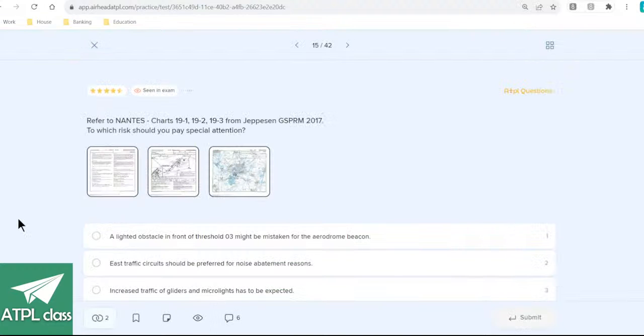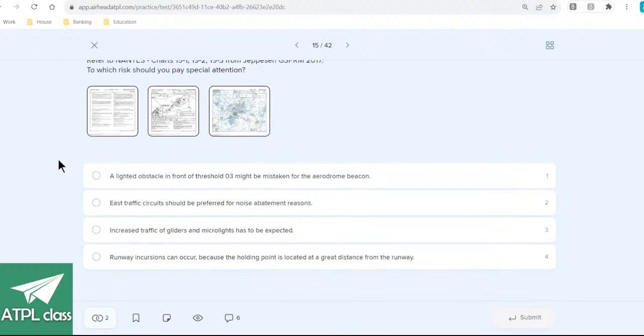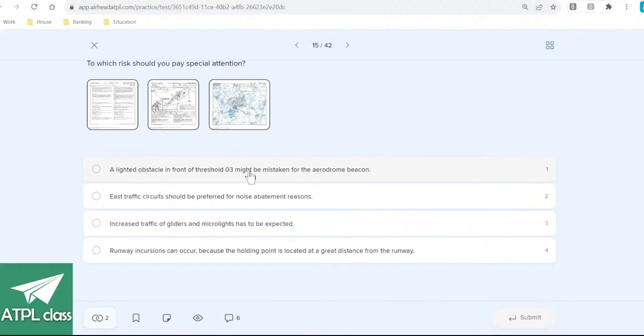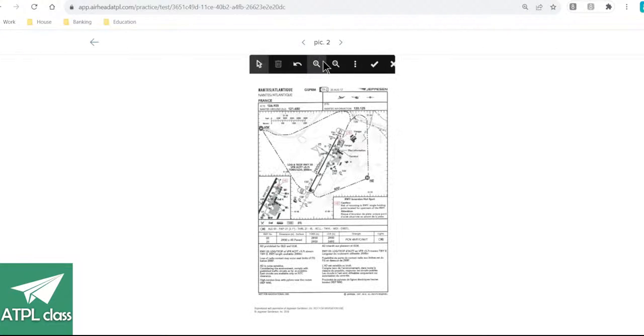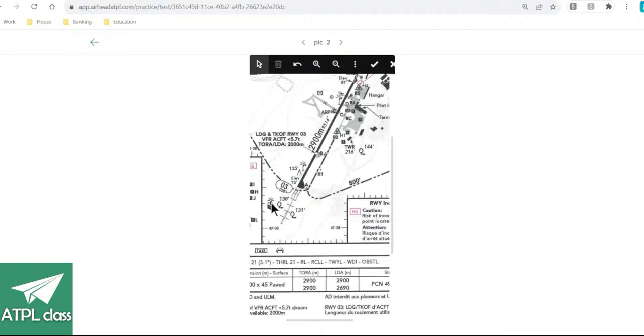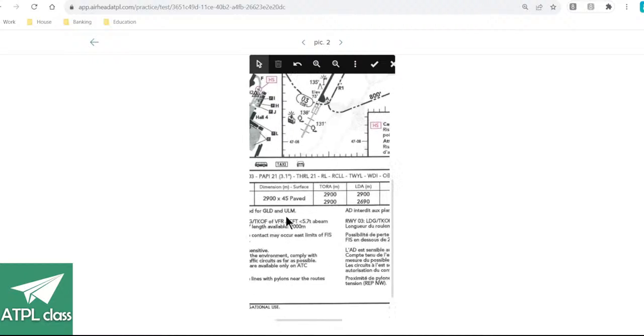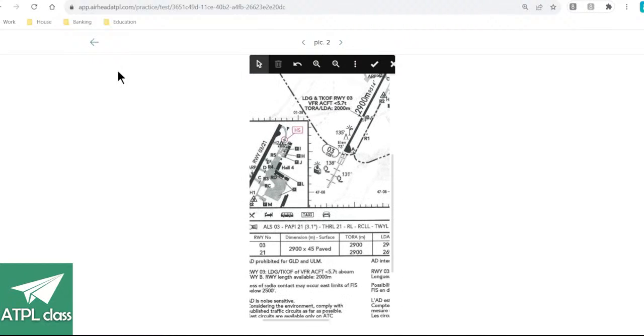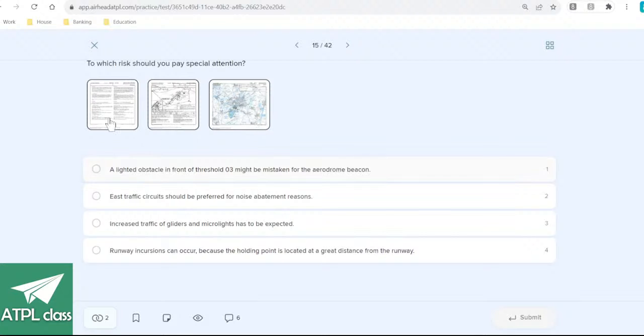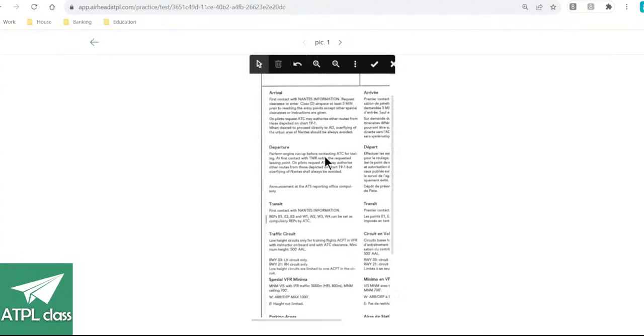Okay, reading some charts again. Let's have a look. Refer to Nantes 91, 92, 93. To which risk should you pay special attention? A lighted obstacle in front of runway 03 might be mistaken for the aerodrome beacon. Runway 03 is here, light obstacle there, and something there. Could be. Oh, it's in French as well. Does it say any specific things?